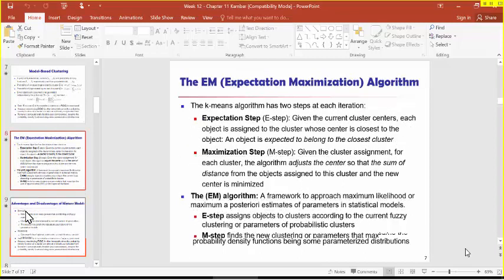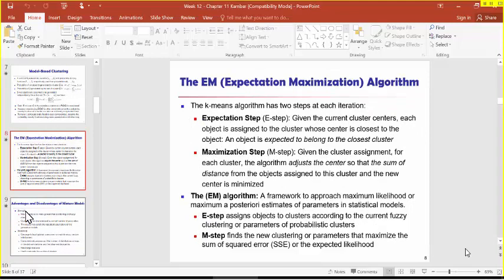So we follow the expectation maximization algorithm, which is also known as the EM algorithm. It has an expectation step and a maximization step. In the expectation step, or E step, given cluster centers, each object is assigned to the cluster whose center is closest to the object. In the maximization step, given a cluster assignment, for each cluster the algorithm adjusts the center so that the sum of the distance from the objects assigned to this cluster and the new center is minimized.